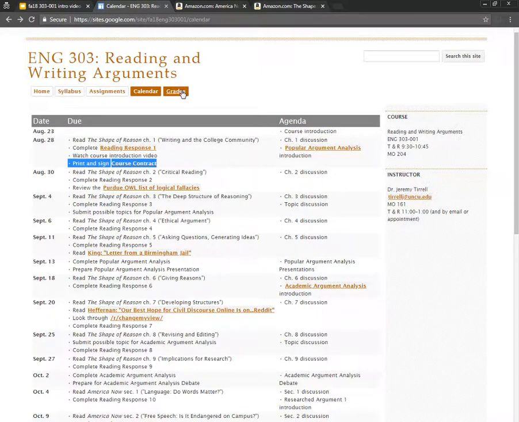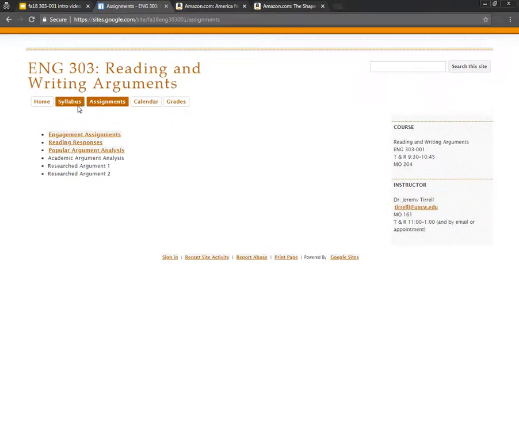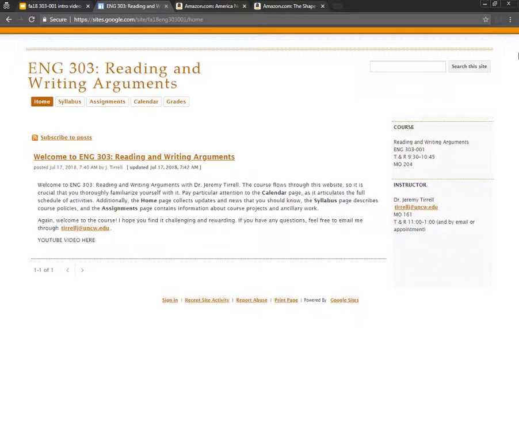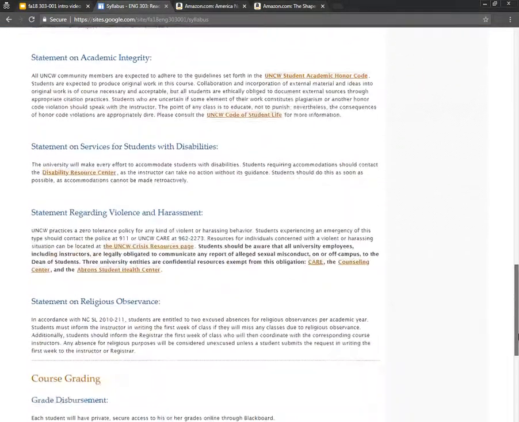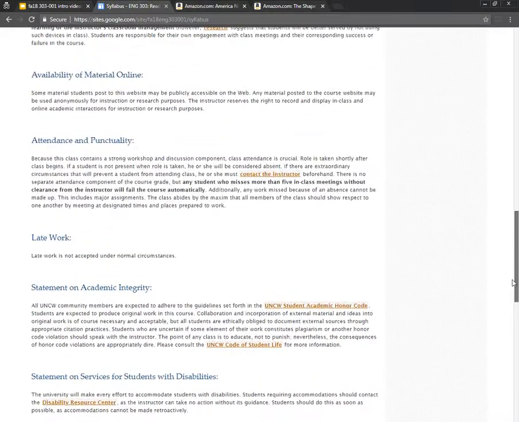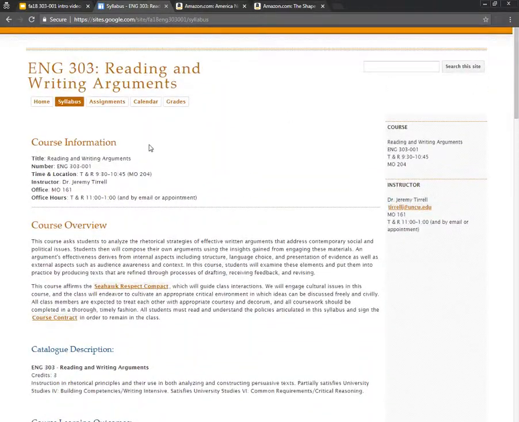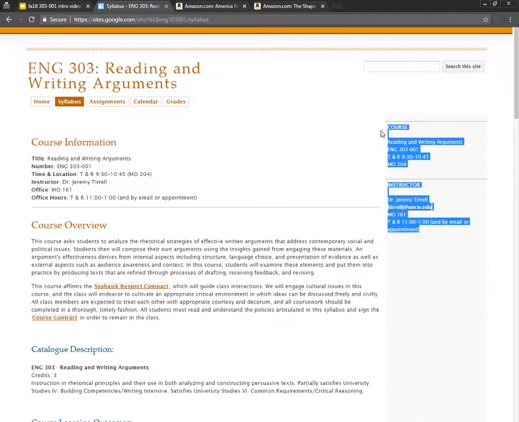And then the last tab here, grades. This just takes you to our Blackboard shell. As I say, the only thing in there is your grades. It gives you private access to your grades, but no other information is contained there. So that's it. We got the grades portion, the calendar, the assignments, the syllabus, and the home. There's not a ton of stuff there, but you'll want to look through here and familiarize yourself with it. Definitely look over those syllabus policies. I don't think there are any curveballs in here, but just in case, we can certainly talk about it. And then, of course, the sidebar here is my contact info and the course info.